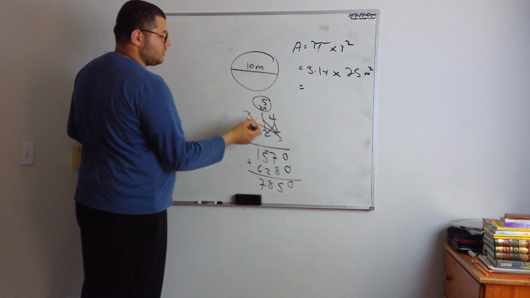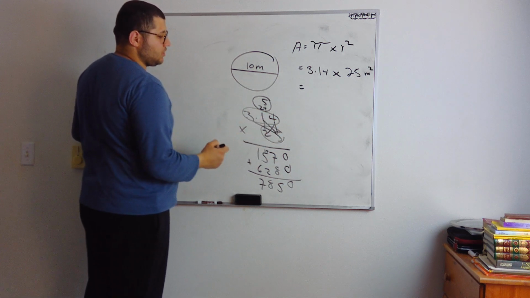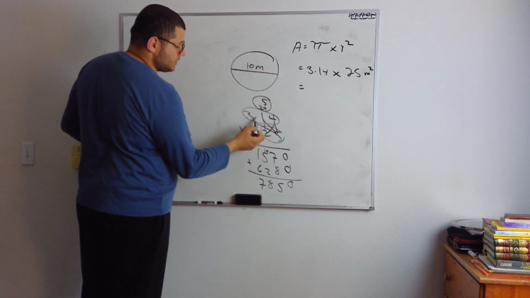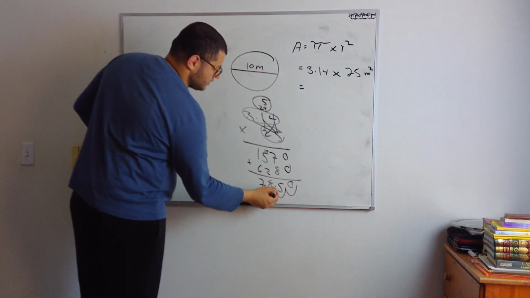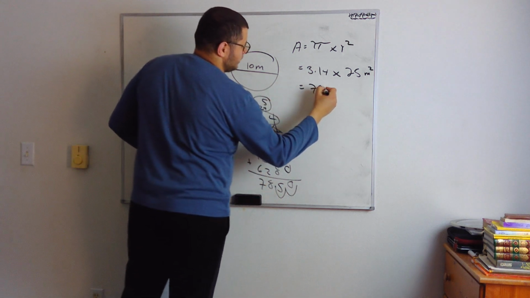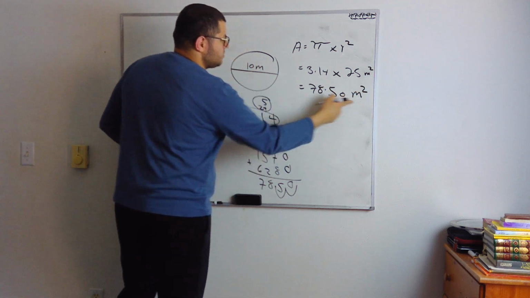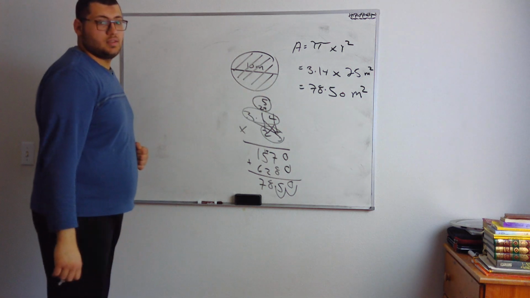Now this is a whole number. 25 is a whole number. 3.14 is a decimal number. We only look at the decimal number. How many numbers are after the decimal point? 1, 2. 2 numbers. So we shift 2 times. 1, 2. So the decimal goes here. So this is going to be 78.50 meters squared. That's the space inside this circle.